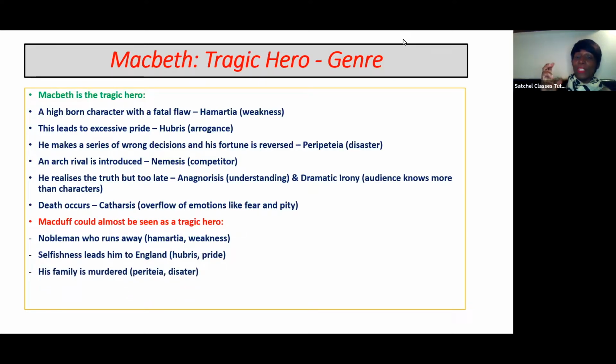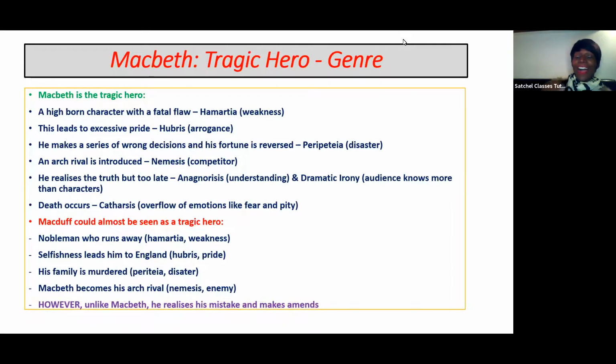This is a turning point, a reversal of fortune, or peripeteia. His family is murdered, and he realizes that the person who ordered the execution was his arch rival or nemesis, Macbeth. However, unlike Macbeth, he realizes his mistake and he makes amends. So I think it's really important for you to understand, in terms of Macduff's character, he has weaknesses, he has arrogance, he's negligent, disaster strikes for him, he has a rival, and yet he makes mistakes, but he tries to make amends.